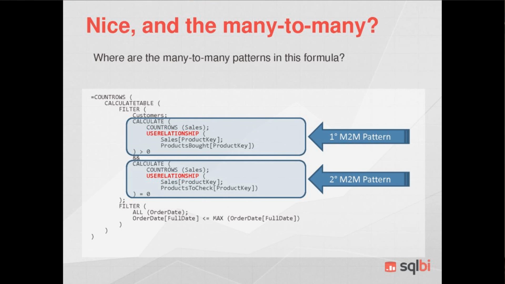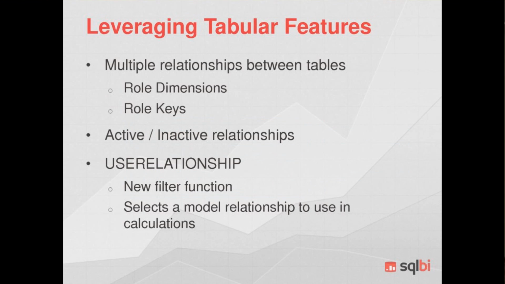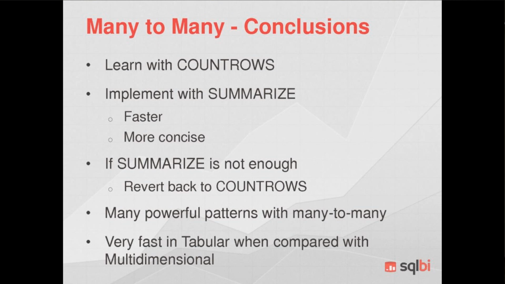If you were to do the same in multidimensional, you needed to write ETL code, to write the model, to write complex expressions, and understand how to make them work. One of the most beautiful things about tabular is that you can do most of the analysis without ever reverting to ETL. ETL is expensive. It takes a lot of time to write ETL code, to validate, and to make it work. So what we use here are role dimensions, role keys, active and inactive relationship, and the use relationship function.